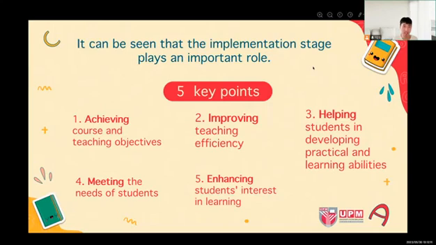Number 1, achieving course and teaching objectives. Number 2, improving teaching efficiency. Number 3, helping students develop practical and learning abilities. Number 4, meeting the needs of students. Number 5, enhancing students' interest in learning.